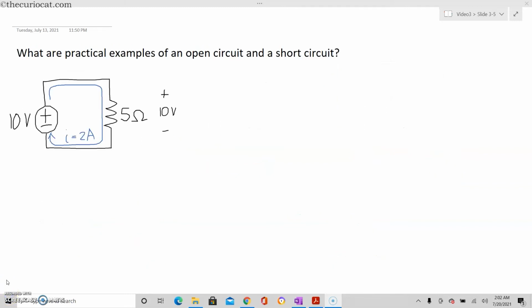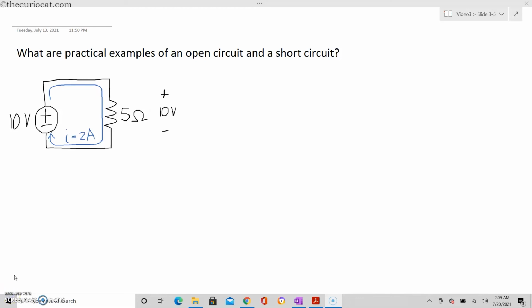Both in my discussion of resistors and independent sources, I've talked about short circuits and open circuits. So here I want to discuss some practical examples of both of them. In the circuit on the screen, we have a 10-volt battery in parallel with a 5 ohm resistor. If you were to measure the current in the circuit, you should read 2 amperes. If you were to measure the voltage across the 5 ohm resistor, you should read 10 volts.